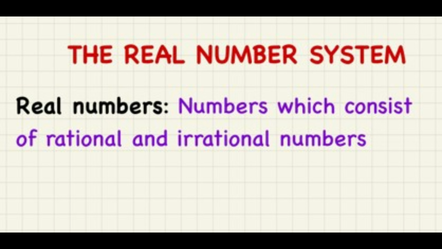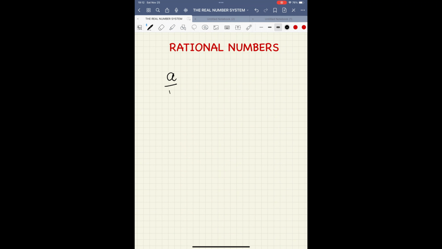Rational numbers are any numbers which can be written as a over b, where b is not equal to 0, and both a and b need to be integers, meaning your numerator and your denominator both need to be integers. So why is it that b cannot be 0? It's because any number divided by 0 is undefined. For example, if you have 1 over 0, it will be undefined. If you have 1,000 over 0, it will be undefined.